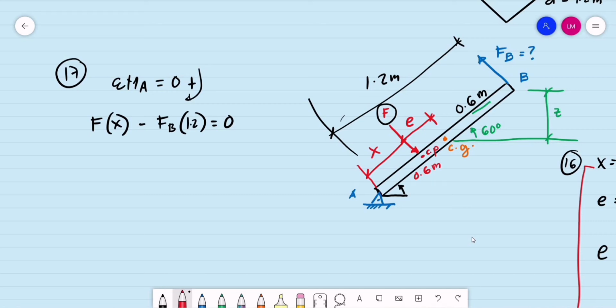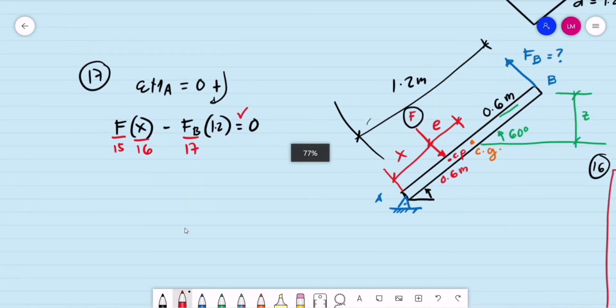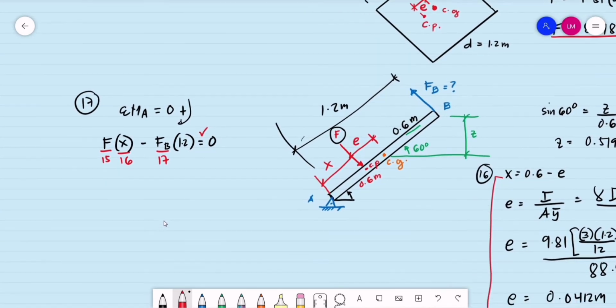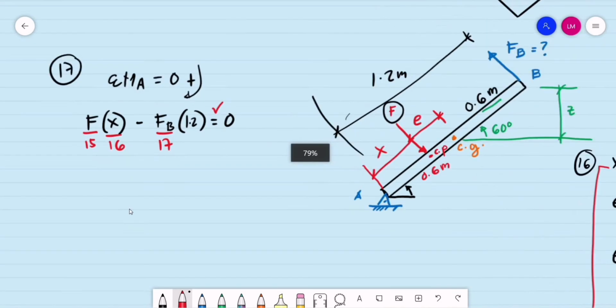Pwede rin kayong mag-trial and error pag ganito yung problem. Di ba yung force F is number 15, yung distance X is number 16, yung force at B is number 17. So kung tiningnan natin ng maigi yung third question, pwede kayong mag-trial and error. Kailangan nyo lang isatisfy yung equation na to. So we substitute. Ano yung force or the hydrostatic force? That is 88.982.